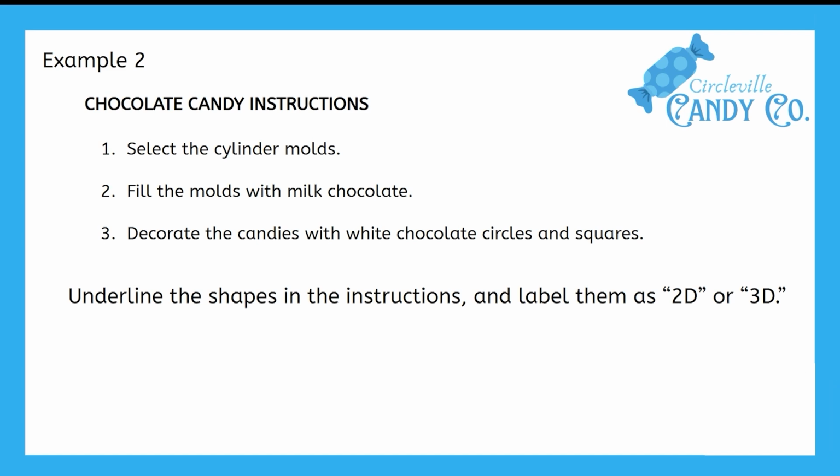The first shape we come across is a cylinder, which is 3D because it's solid. And in the last step, there are two shapes, circles and squares, both of which are 2D. So we're going to form the chocolate candies in the cylinder molds, since we can pick those up, and then we'll use white chocolate to draw the 2D shapes onto the chocolates.